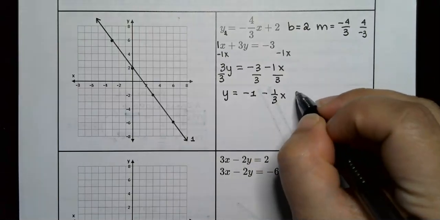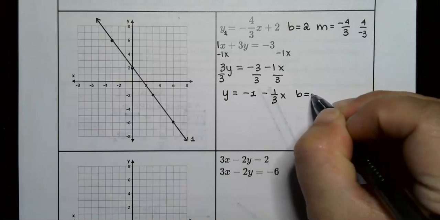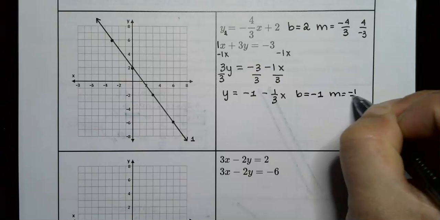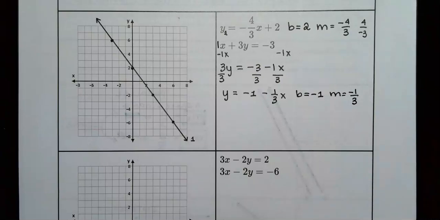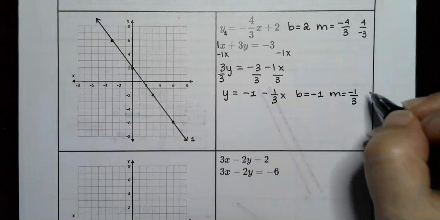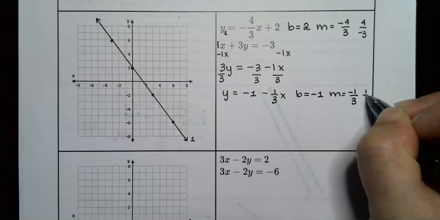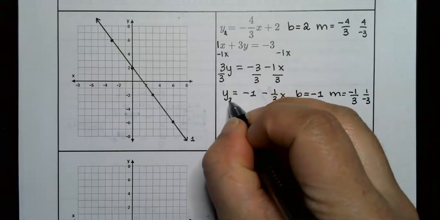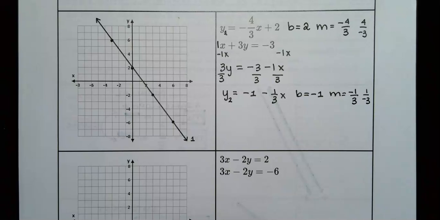All right, from here, we know our y-intercept is negative 1. Our slope is negative 1 over 3. And then the opposite slope would be 1 over negative 3, so that way we can create both sides of the line. So this is going to be our y2. Now that y is by itself, we can say that this is y2, and then we can label that line y2.